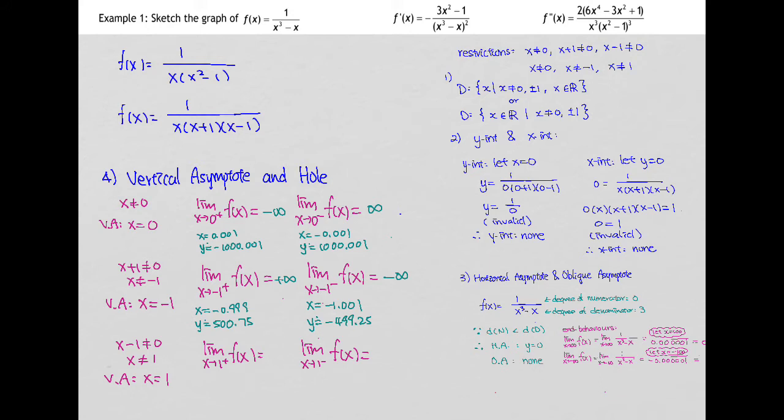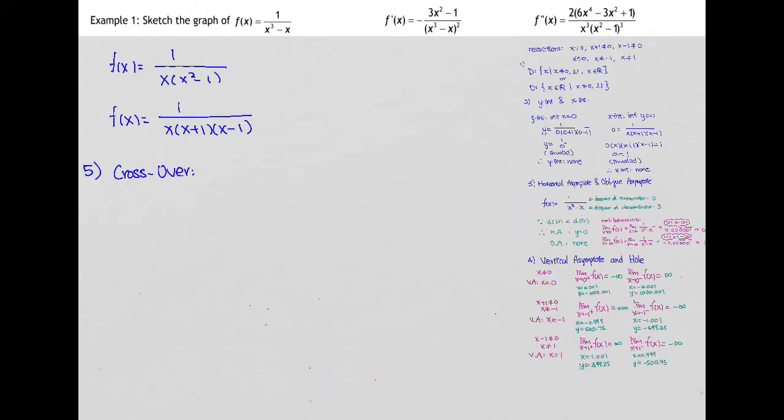Similarly, you can do the same for the vertical asymptote x equals 1. Then your x value will be 1.001, and the y value will be 499, which is positive infinity. And from the left-hand side of the vertical asymptote, x approaching 1 from the left, which is x equals 0.999, your y value will be -500. That will be negative infinity.